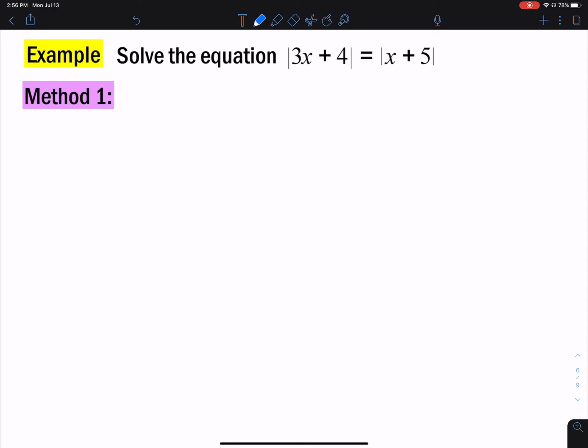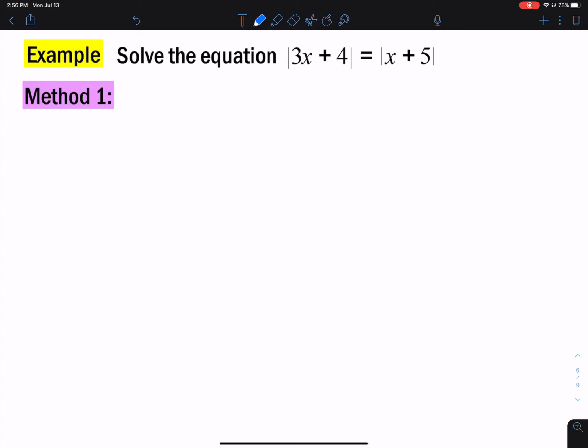Hey guys, this is the first example for lesson 1.1, and this is where we're solving an absolute value equation where there's one absolute value on one side and another absolute value on the other side. So there's two ways to do this. We're going to run through the first method, which is a more traditional one that you learned back in Algebra 1 or maybe Algebra 2. And it goes like this.